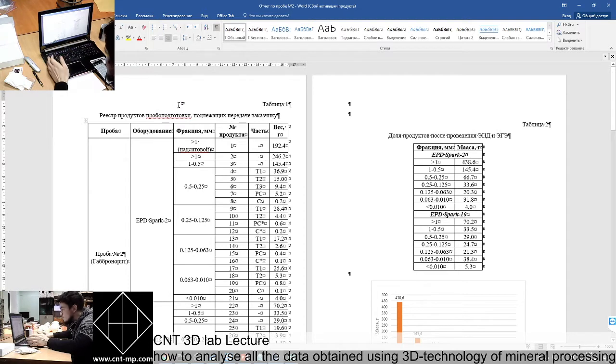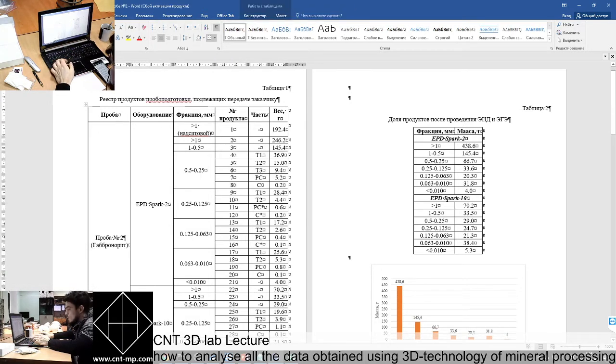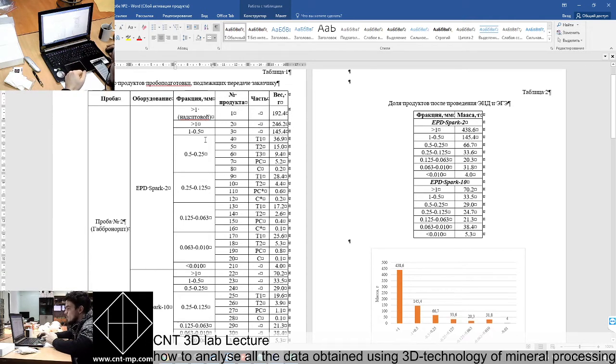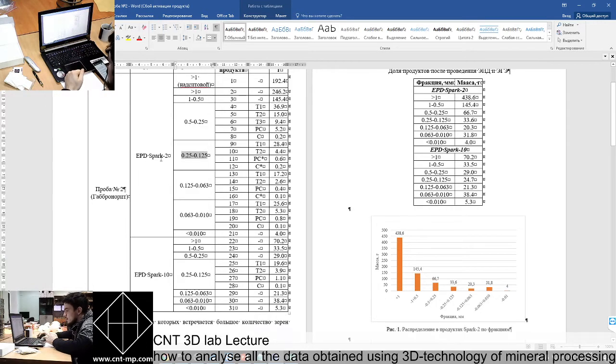So, as I said, we have a special standard for reporting, which regulates the sizes, the fonts, the position of each value in each cell, and so on.